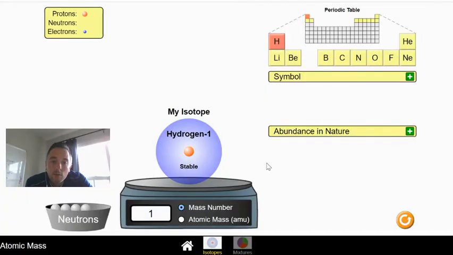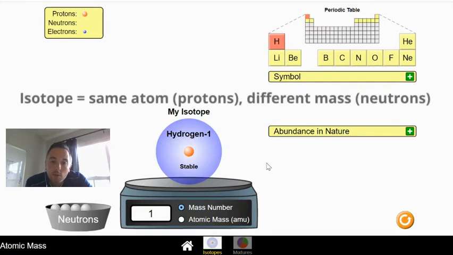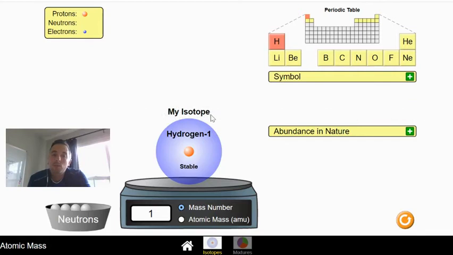So what we wanted to do is start looking at actual isotopes. And an isotope really just means the same atom, but a different mass. So if it's the same atom with a different mass, you could think hydrogen 1 or hydrogen 2. Both of those are hydrogen, but one has a mass of 1 and one has a mass of 2.